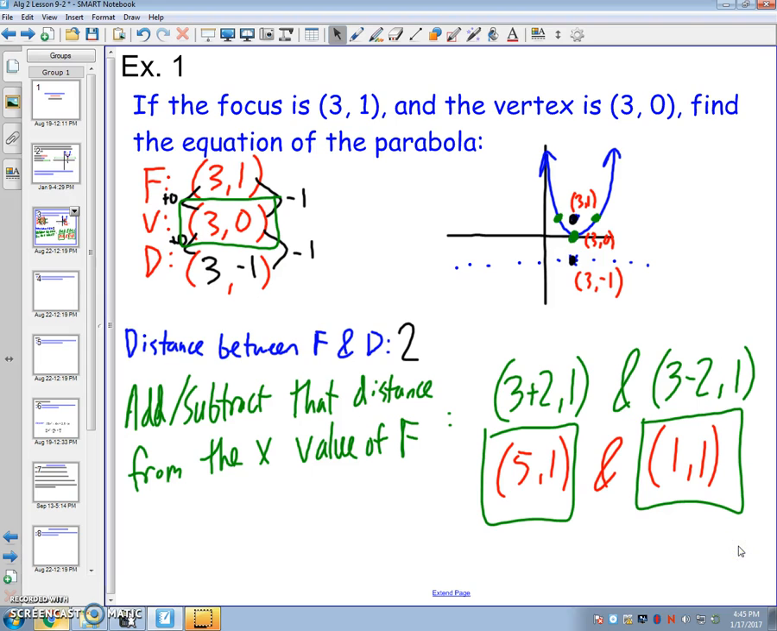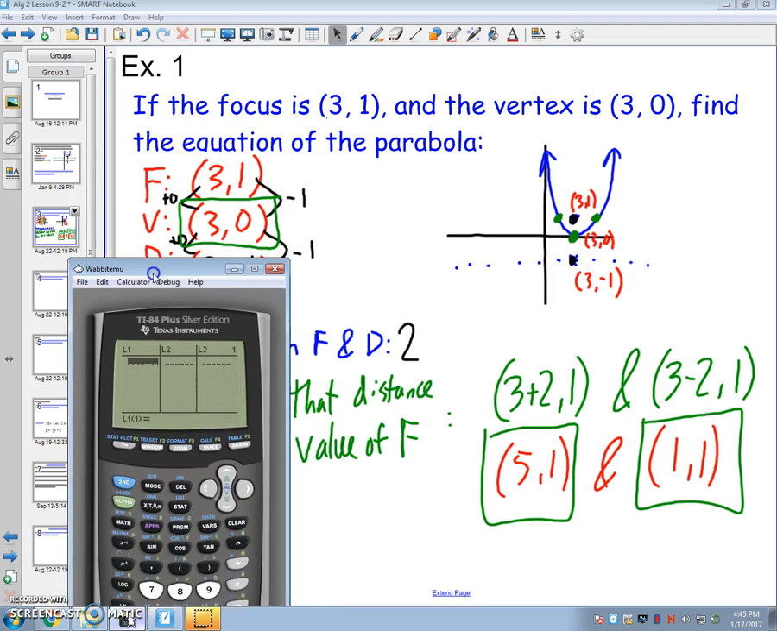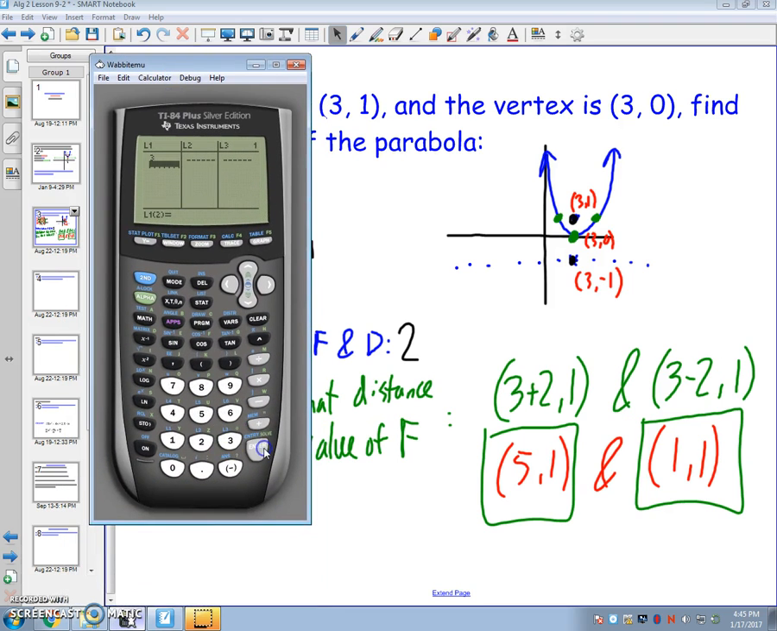With these 3 points, the vertex and the 2 points defined, I'm using regression. If y'all forgot, in the calculator, you go to stat, edit, and type it in. So it was 3, 5, 1 for x and 0, 1, 1 for y. Then go back to stat, calculate 5, enter, enter, enter, enter. There's my equation. So y equals 0.25 x squared.